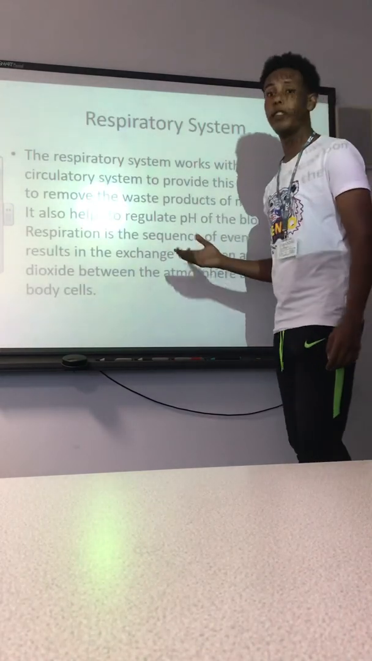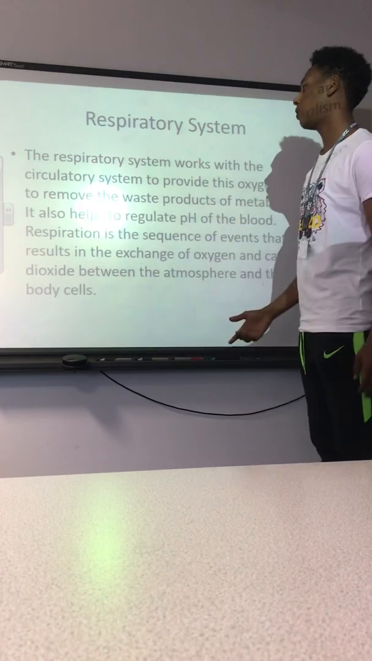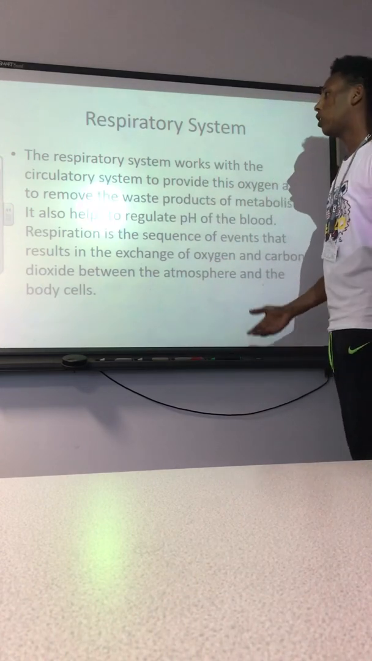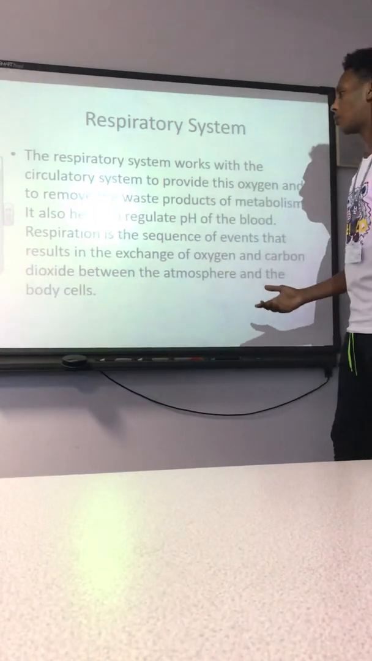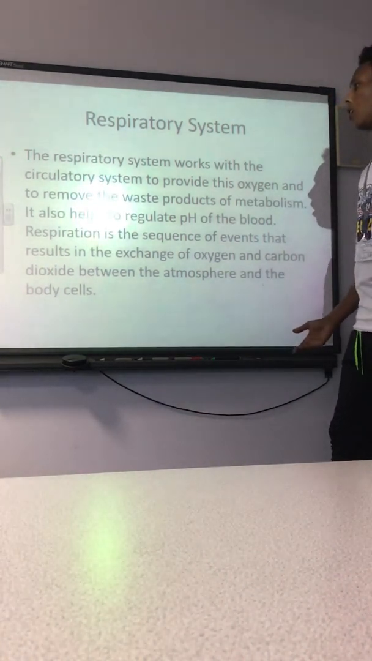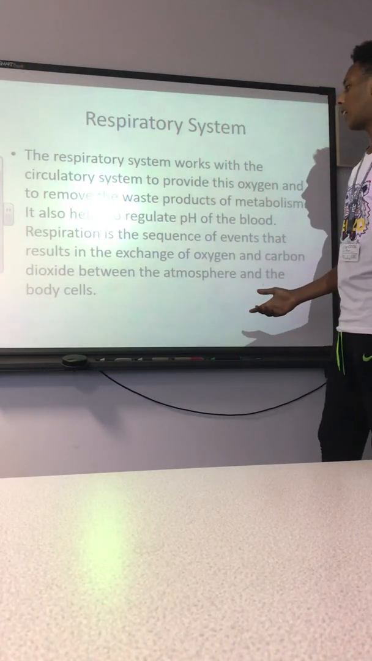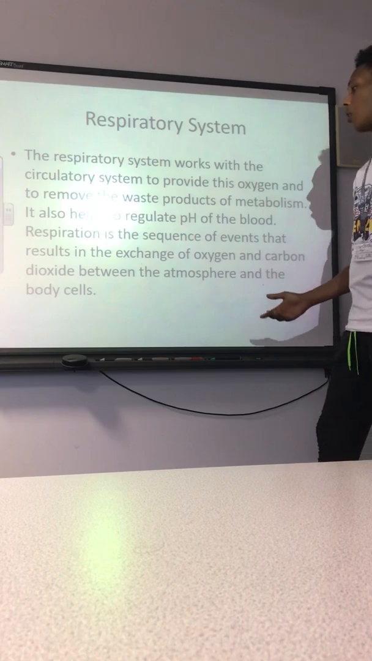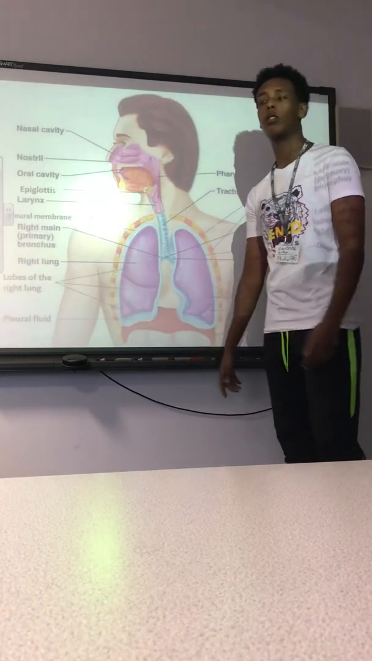So, respiratory system. The respiratory system works with the circulatory system to provide oxygen and to remove the waste products of metabolism. It also helps to regulate the pH of the blood. Respiration is the sequence of events that results in the exchange of oxygen and carbon dioxide between the atmosphere and the body cells.